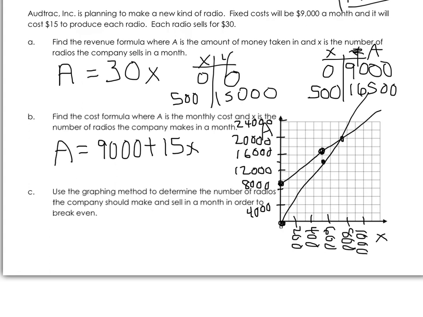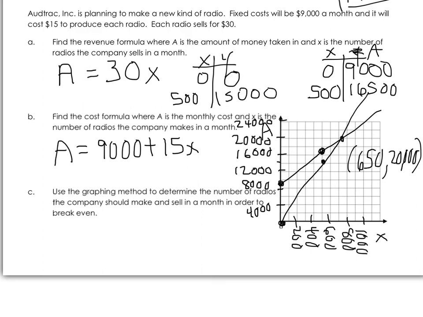I've got to figure out where these two lines cross. That's not going to be easy to do. I'm going to have to just guess. Well, it looks to me like, I really don't know, like 650 radios maybe? And how much money are we making then? About 20,000? But that's just a guess.